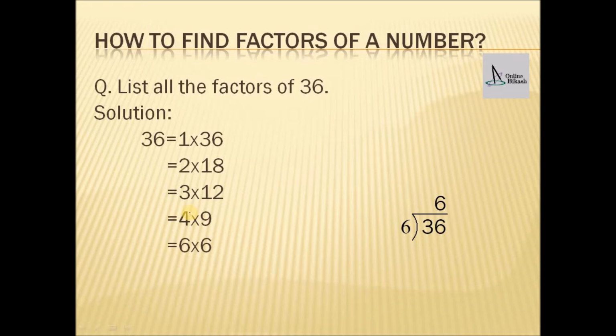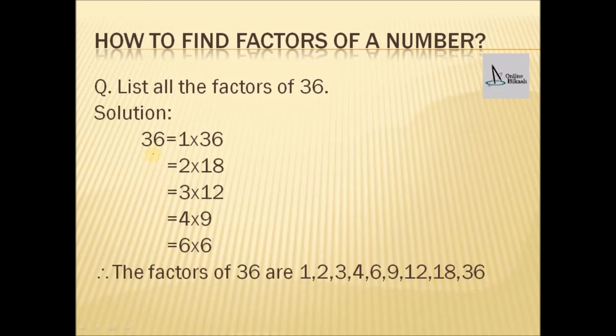So in this case, the factors of 36 are these numbers: 1, 2, 3, 4, 6, and 6. But why should we write the 6 twice? No need to write the 6 twice. Then 9, 12, 18, 36. So these all are the factors of 36. In this way you can find all the factors of any number.